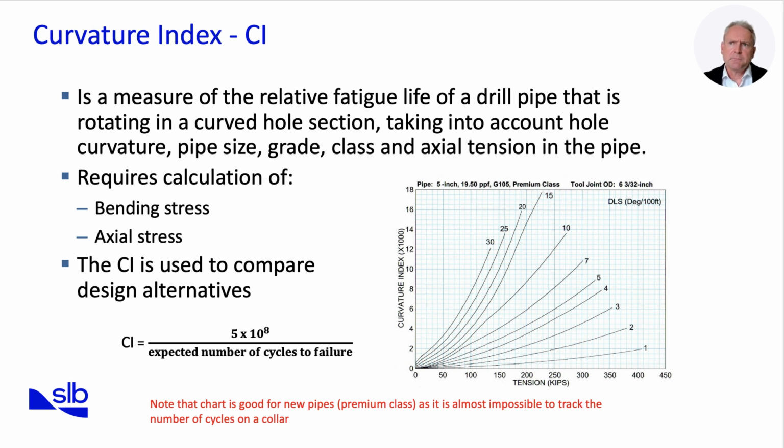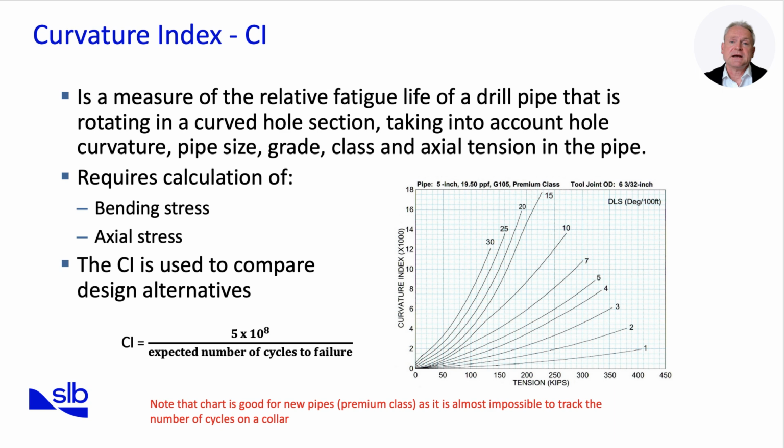For example, when planning two potential well trajectories, the CI helps determine which design imposes less stress on the drill string. This makes it valuable in decision-making during the planning phase. The index incorporates dogleg severity, borehole curvature, and drill string dimensions. It helps engineers identify whether a planned trajectory falls within safe operating limits for the selected components.